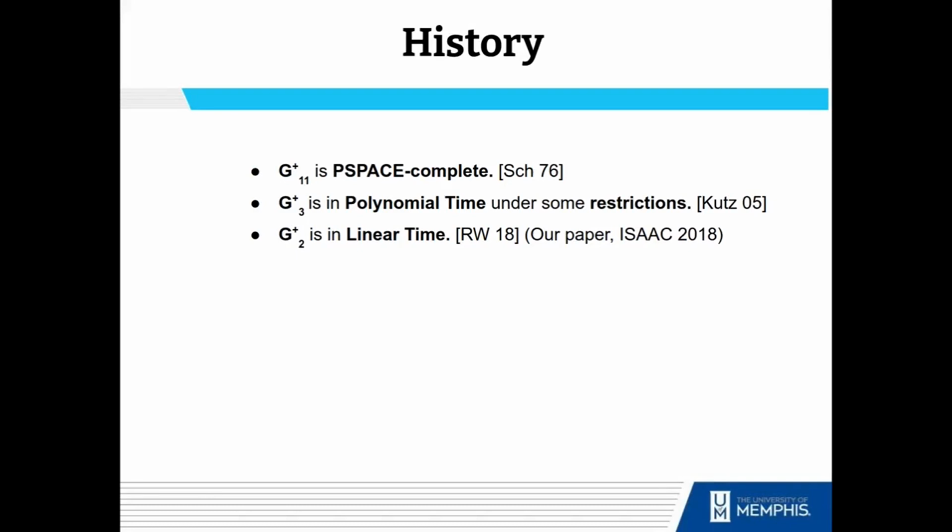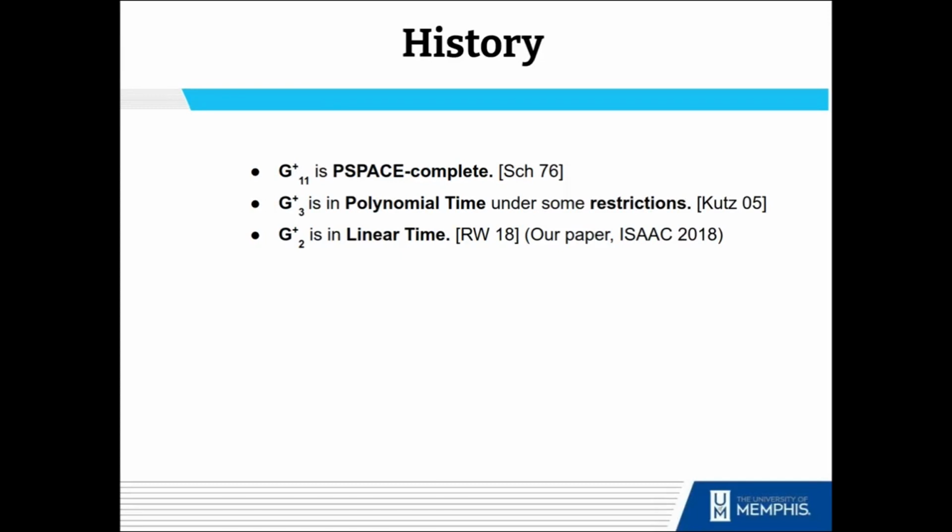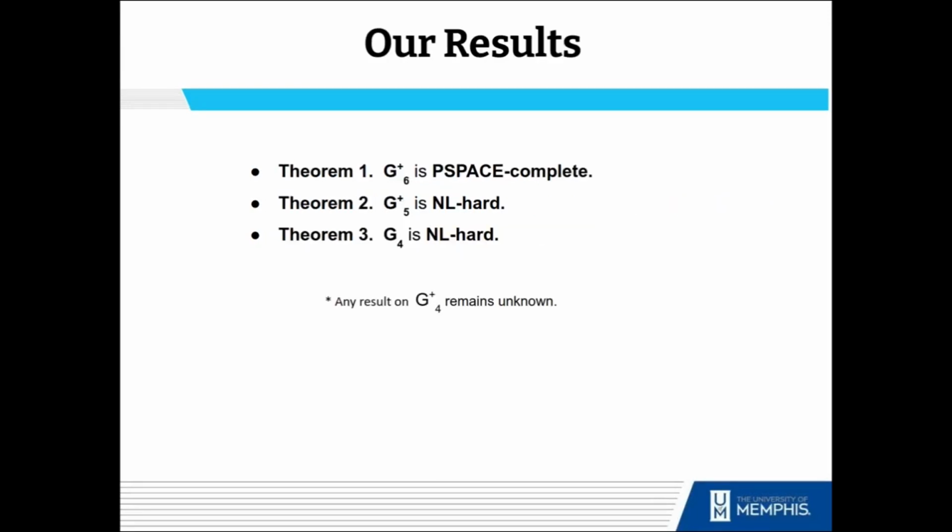All right. So, the history of this game. In 1976, the maker breaker game for 11 positive CNF was proved PSPACE-complete. In 2005, it was proved that the maker breaker game with 3 positive CNF is in polynomial time under some restriction. In 2018, in our ISAAC paper, we proved that the maker breaker game with 2 CNF is in linear time. So, our result here is we have 3 main results. One is theorem 1, G positive 6 is PSPACE-complete, then theorem 2, G positive 5 is NL-hard, and then theorem 3 is G4 is NL-hard. Interestingly, any result on G positive 4 remains unknown.